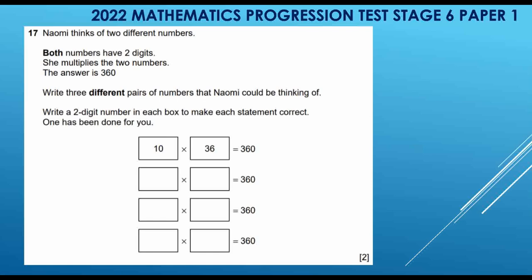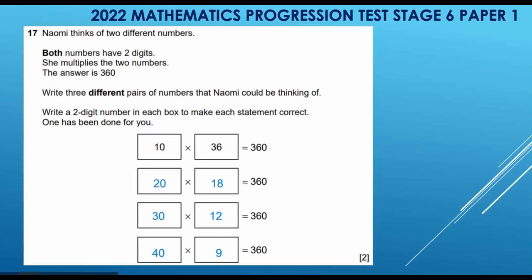So let's check the answer. So it can be 20 times 18, 40 times 9, 30 times 12. It can be other answers. If you want to clarify, you can write in the comment section if your answers are different. So we'll reply to you. Here is how it works.